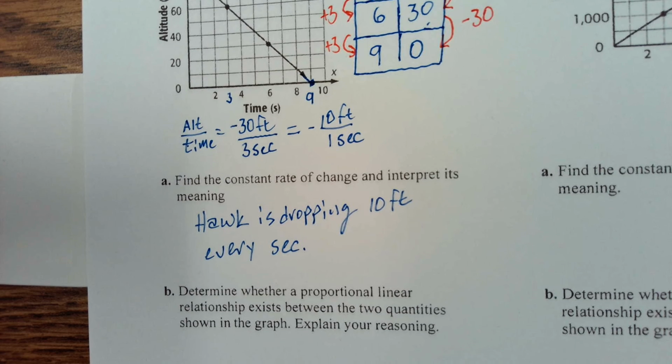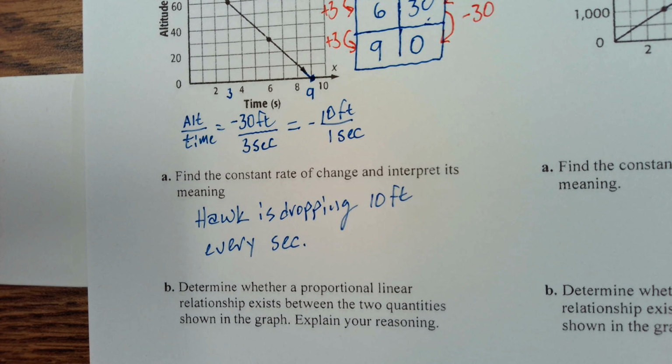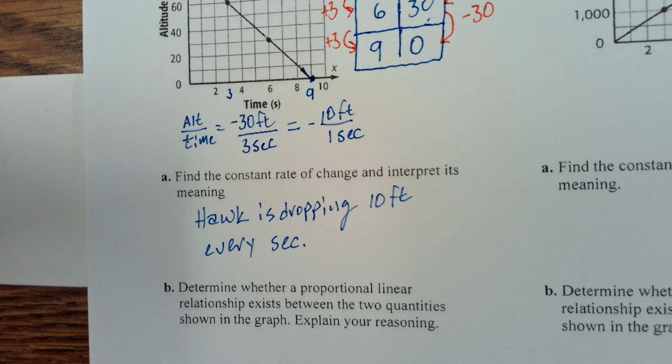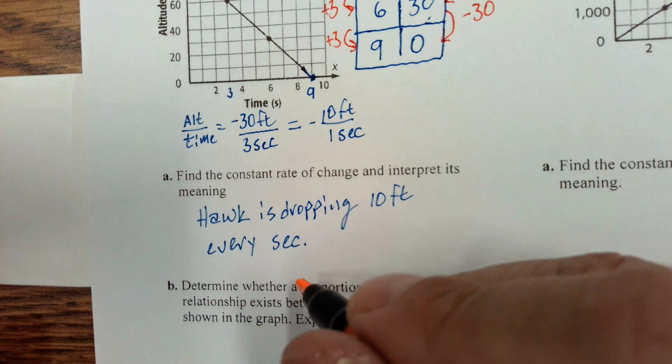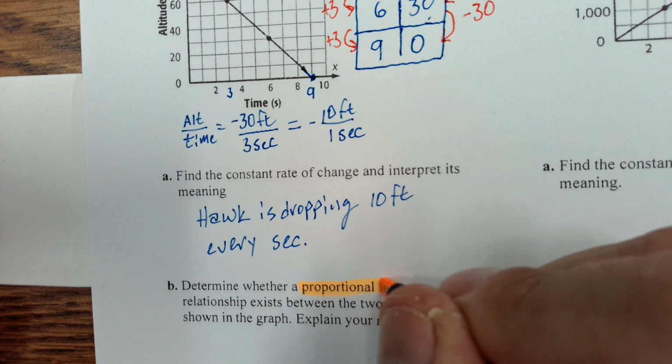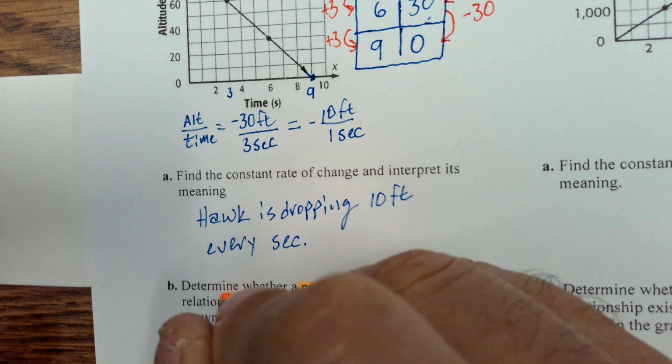Now, the second part, part B, as I see some people finishing up writing that, we'll talk about that. It says, determine whether a proportional linear relationship exists between the two quantities shown in the graph. Explain your reasoning. So we want to know if there's a proportional linear relationship.